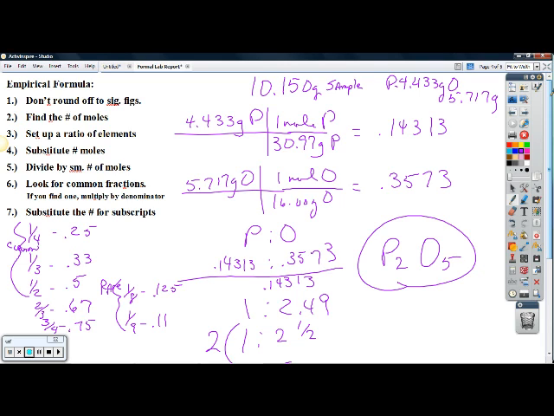Can I ask a question? Yes. Okay, I don't understand the fraction thing. I don't get where you got the 2 and 1/2.